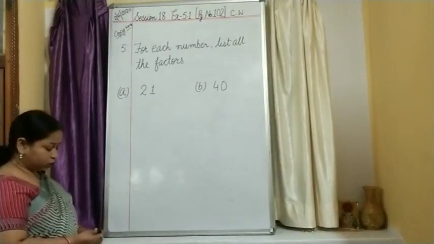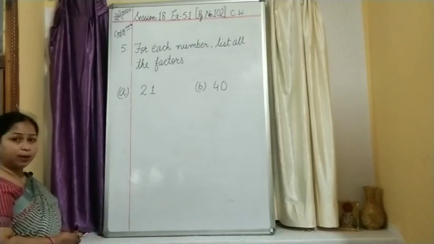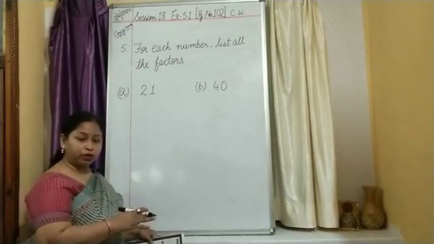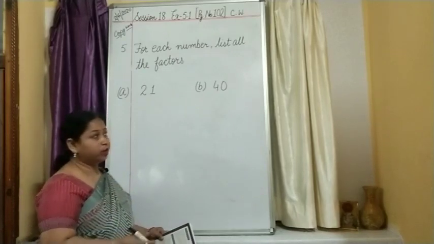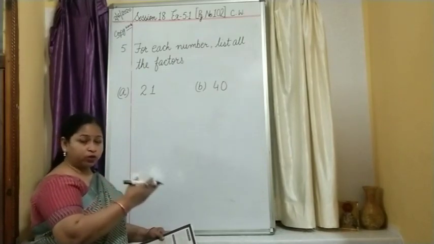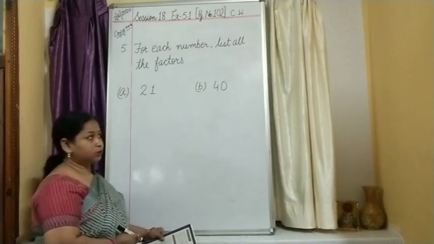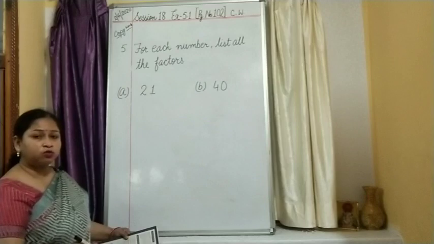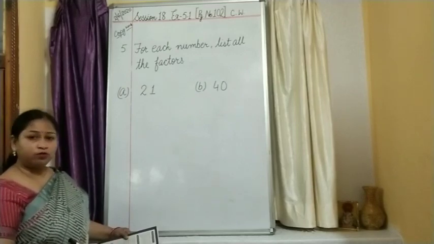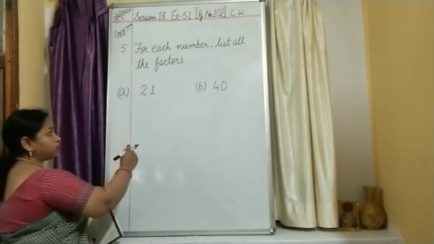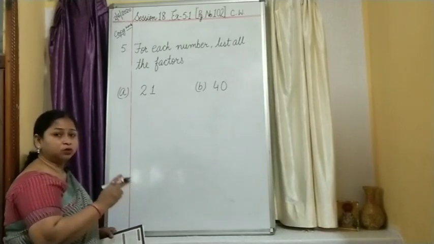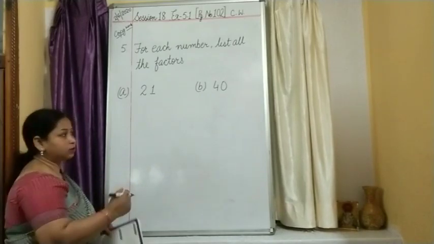So children, this is question number 5. For each number, list all the factors. Till now I wrote it and then I have shown you. This one I will be showing you how we are getting the answer. What we have to do? List all the factors. How to get the list of all the factors? We will find out the factor pairs. Okay. So 21 is the number given. Now let us check what are the numbers that when you multiply you get 21 as a product.